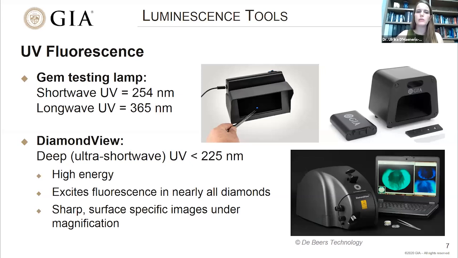And the typical instrument that's used for imaging these stones under that emission is a DiamondView. This is very, very high energy UV, so it's very dangerous for our eyes, which is why it's done within an enclosed system. And the great thing with the deep UV illumination is that it excites fluorescence in practically all diamonds. So even stones that would have a characterization of non-fluorescent on a report would fluoresce under these conditions.